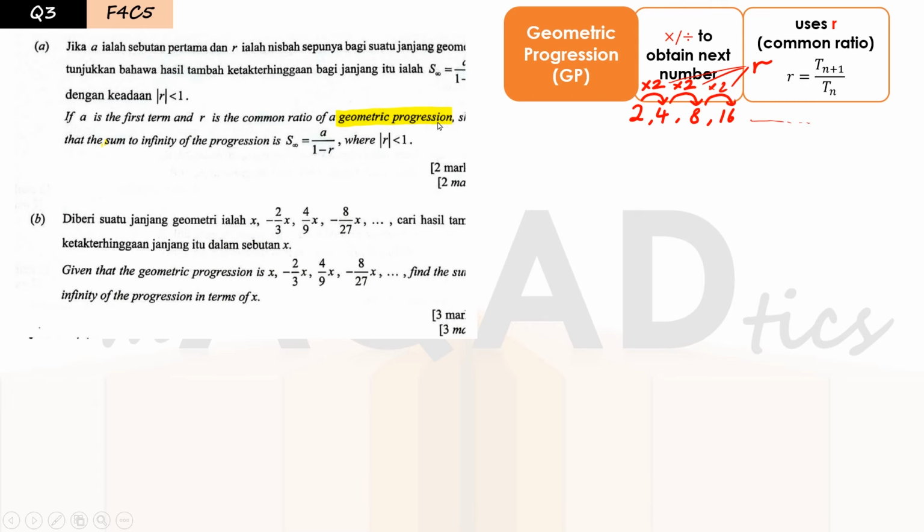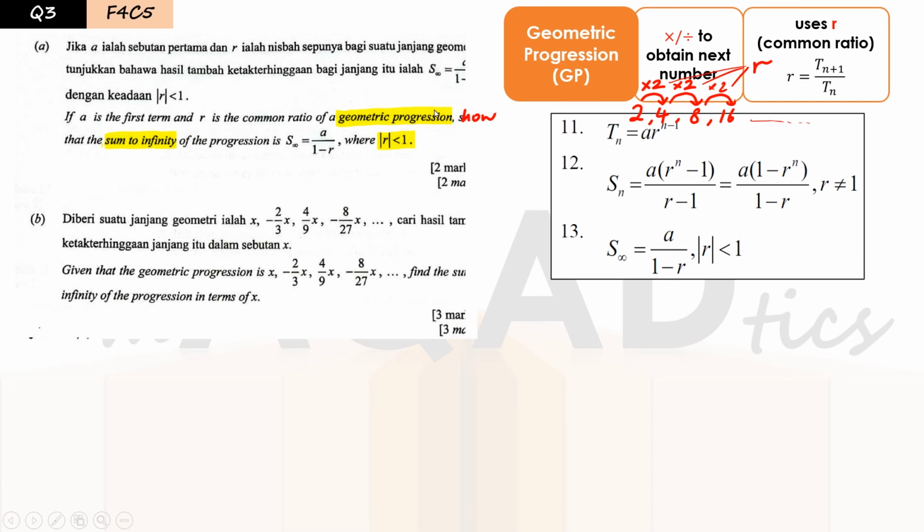So coming back to the question here, it says we need to show that the sum to infinity of a progression is given by this formula with this condition, modulus r less than 1. So this question tells us to prove one of the formulas in the formula sheet, which is formula 13. So how do we prove this formula?